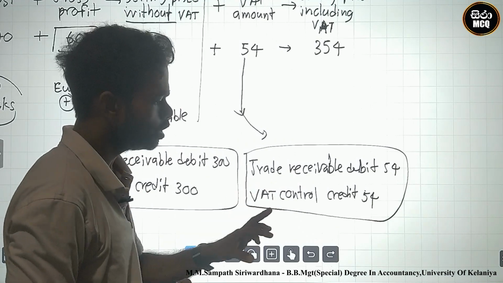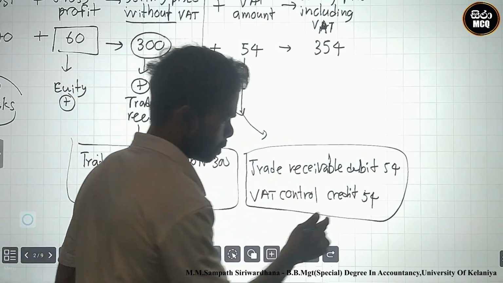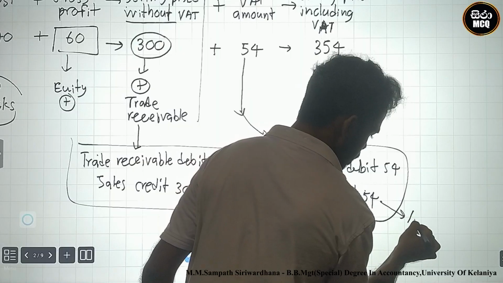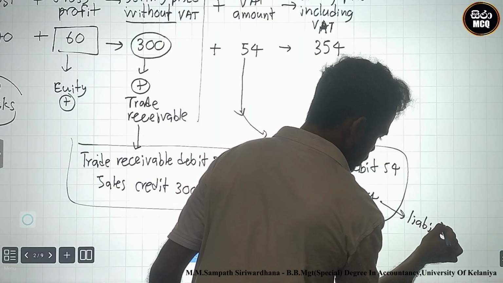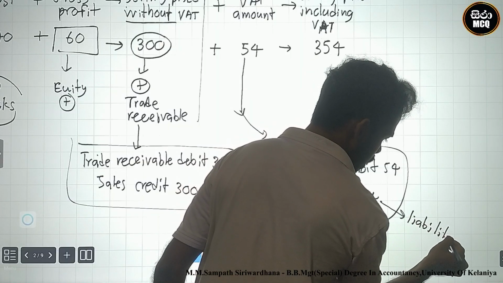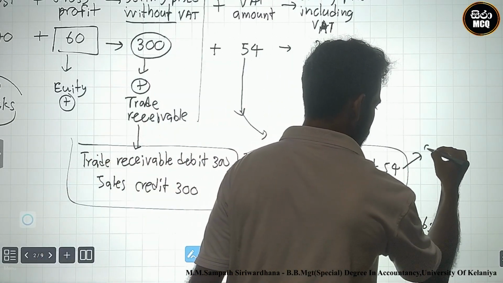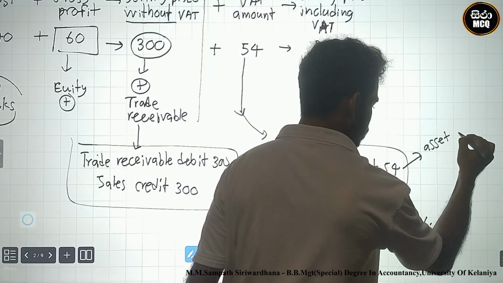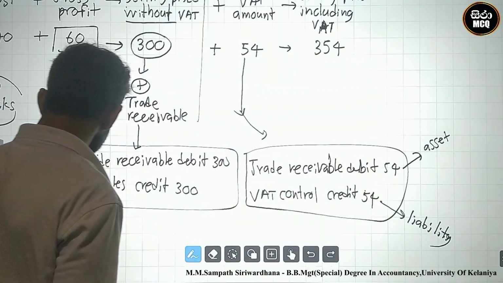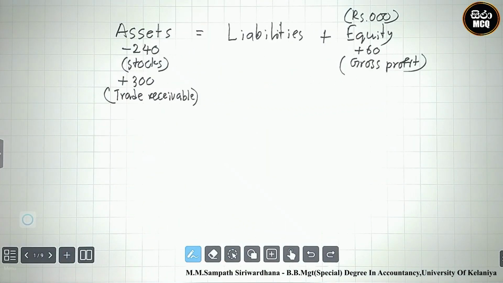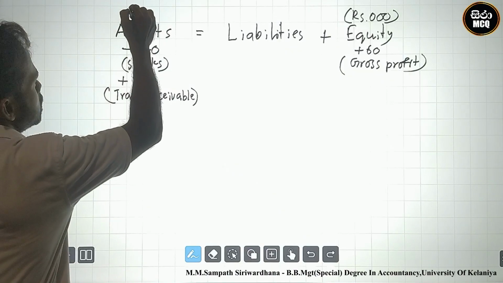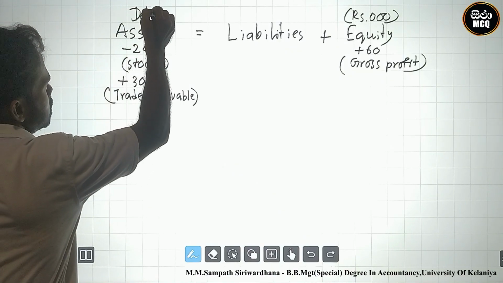In that point, VAT control is a liability. Trade receivable is an asset. Look here. Assets are which? Debit amounts. Assets are debit.